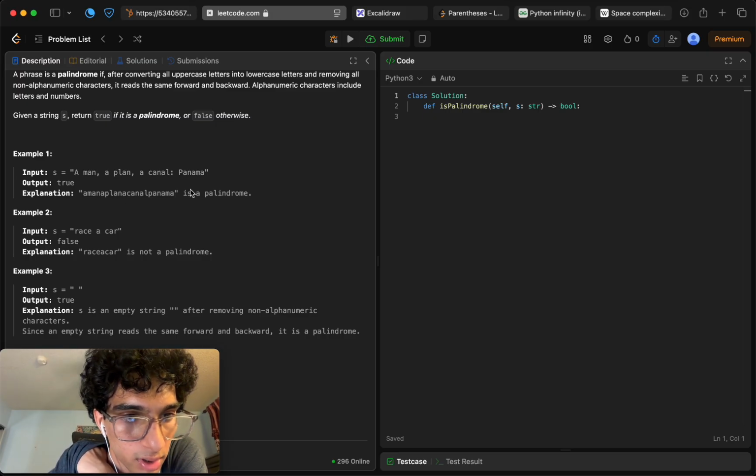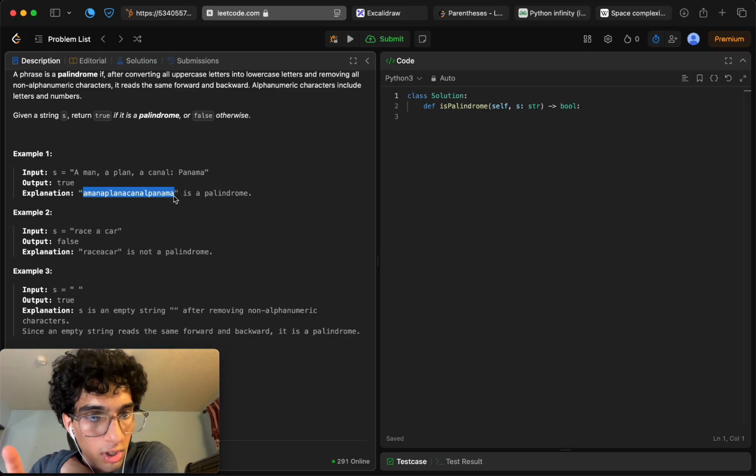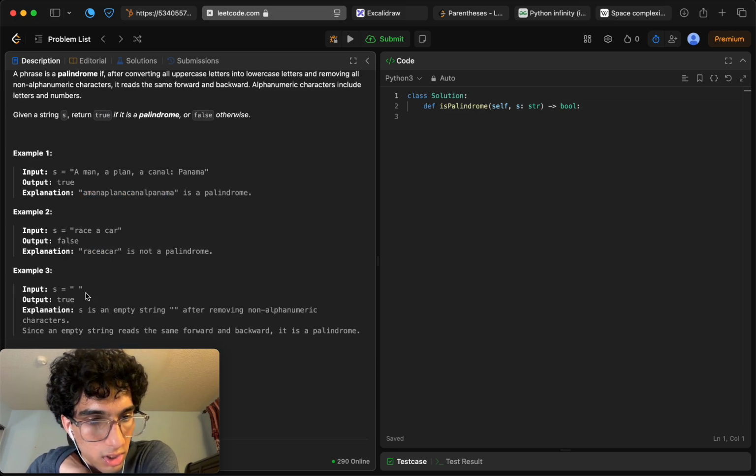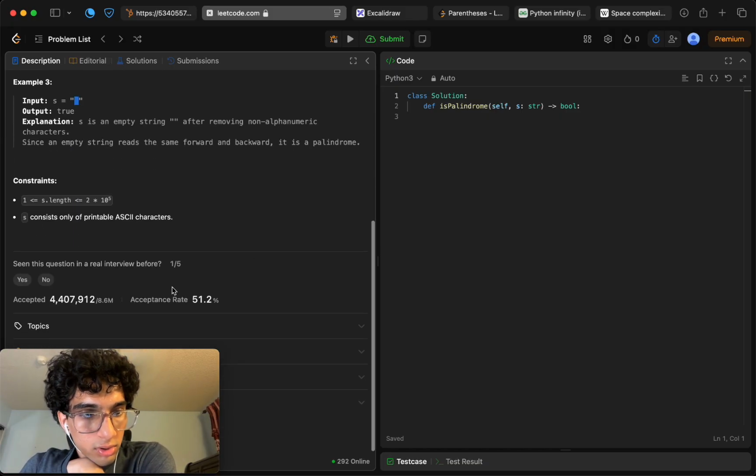It's a palindrome. So they lowercase everything. They took out all non-alphanumeric characters, so the spaces, the commas, the colon, and then they just did a palindrome check. Just think of that as a black box for now, and the check passed true, so it worked. Race a car, false. Input, a space: what happens with it? An empty string is a palindrome.